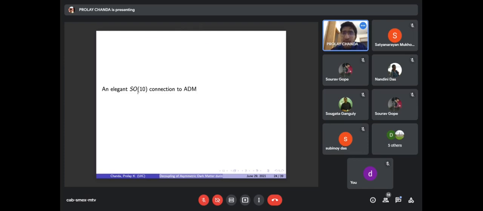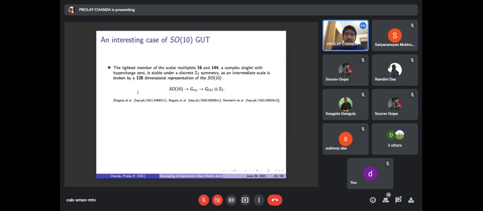Now, why is SO(10) interesting? Because anytime you propose a dark matter model, you have to impose a Z2 symmetry so that the dark matter is stable. In most cases, we impose the Z2 symmetry by hand. It would be nice to have a theory which proposes the dark matter particle and also satisfies its stability.